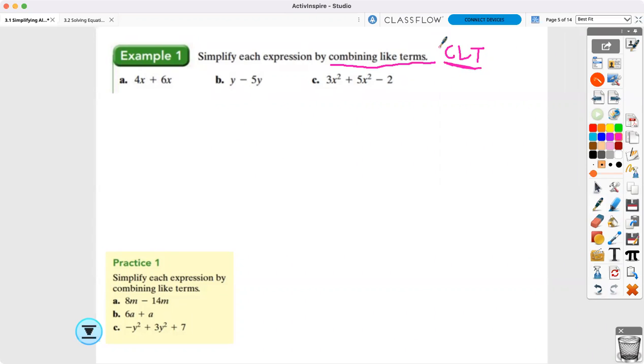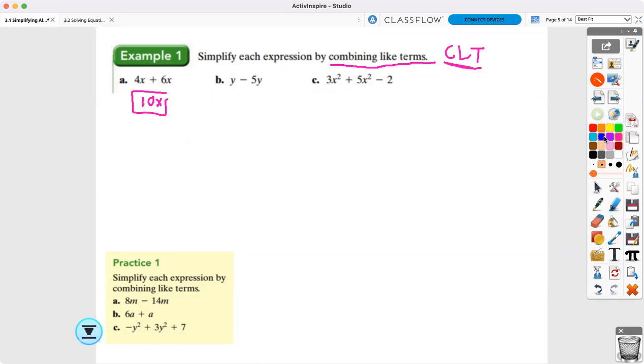All right, that's a 1 minute timer. So let's look at A, guys. A is 4x plus 6x. These are like terms because they both have the x term, no exponents. So we're going to add. When you think of like terms, I like to think of fruit. 4x plus 6x is 10x, because 4 plus 6 is 10.